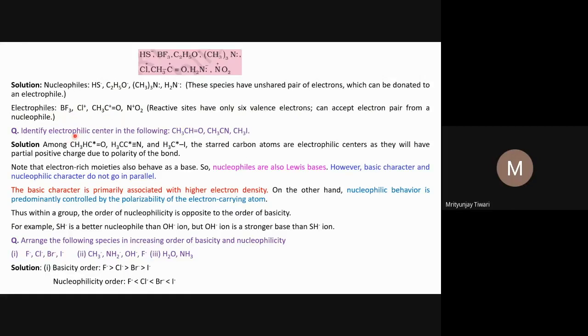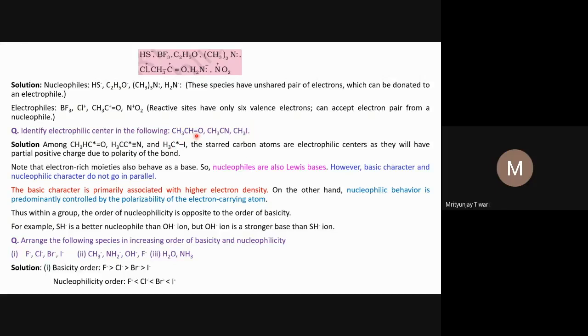Let us now see another question. Identify the electrophilic center in the following chemical moieties. So this is CH3CH double bond O. This is an aldehyde. We see a carbonyl bond, C double bond O. Then CH3CN is a cyano compound, and CH3I is an alkyl halide.